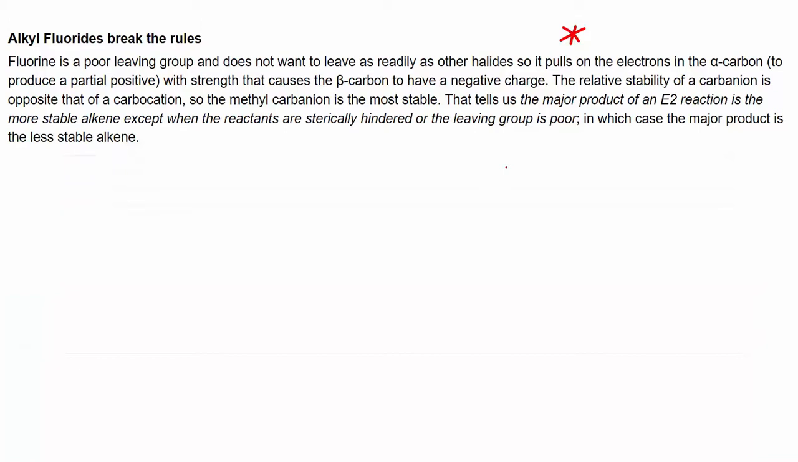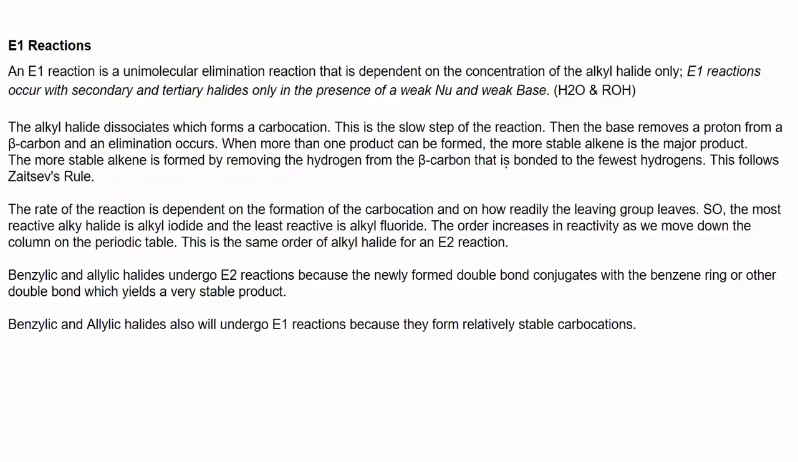E1 reactions are unimolecular reactions. This is where we're going to make our carbocation. We can only do this with secondary and tertiary alkyl halides, and only under special conditions with a weak nucleophile, weak base. So we're looking at solvolysis reactions here. We're looking at reacting with water and with alcohols. Now, this will follow Zaitsev's rule. It will follow Zaitsev's rule because we're forming a carbocation.